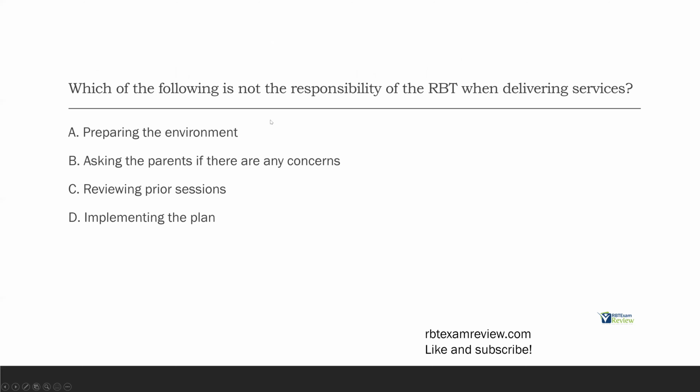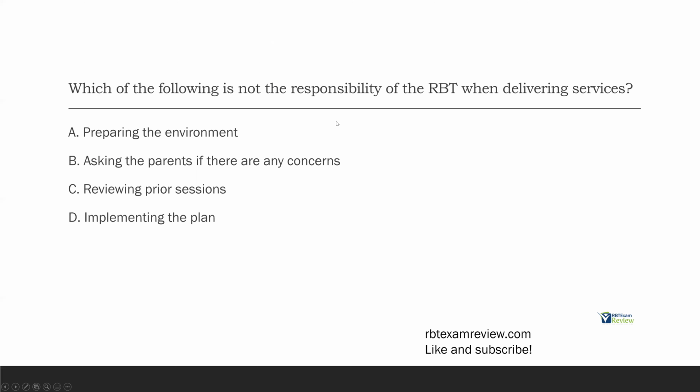Which of the following is not the responsibility of the RBT when delivering services? All right, that tricky little word, not. We need to read our questions carefully. We can't afford to skip over words like not. You're going to miss the question. You don't want to miss these questions.